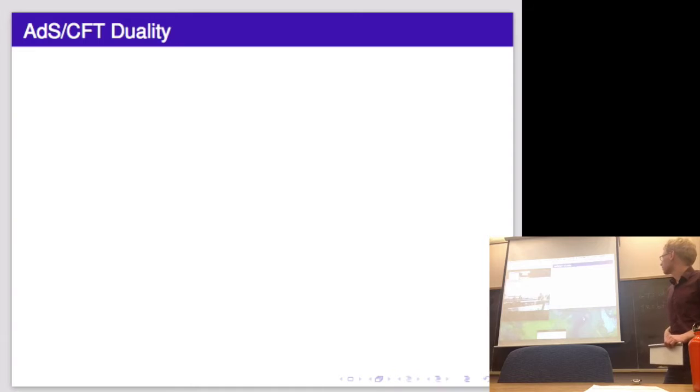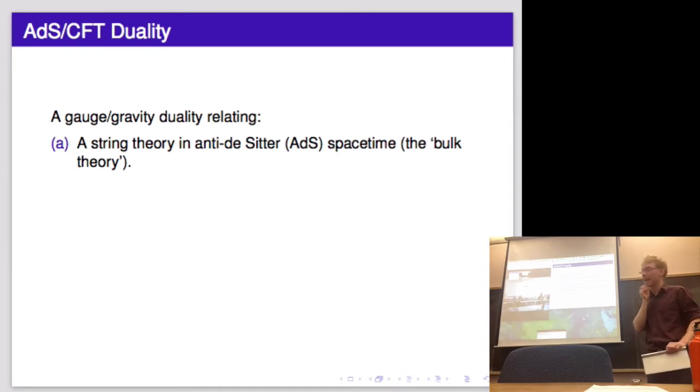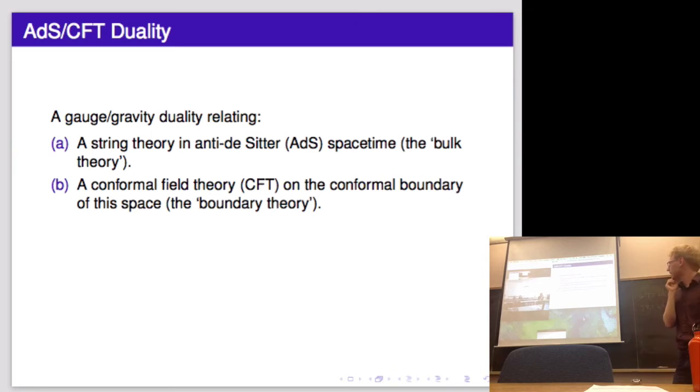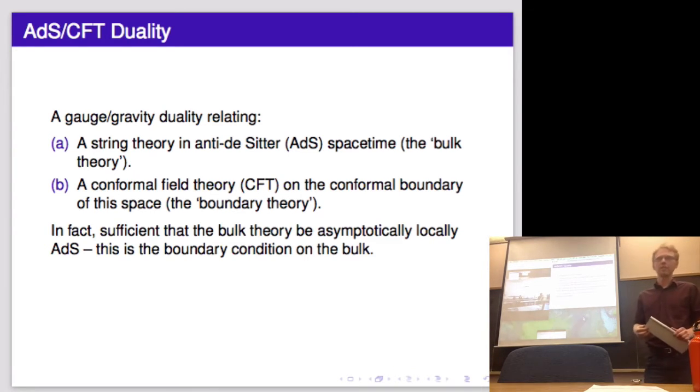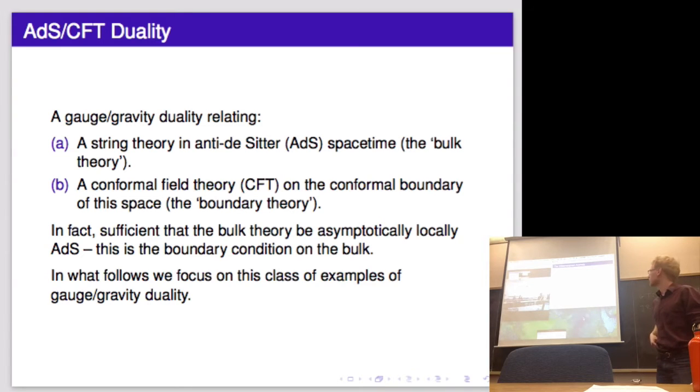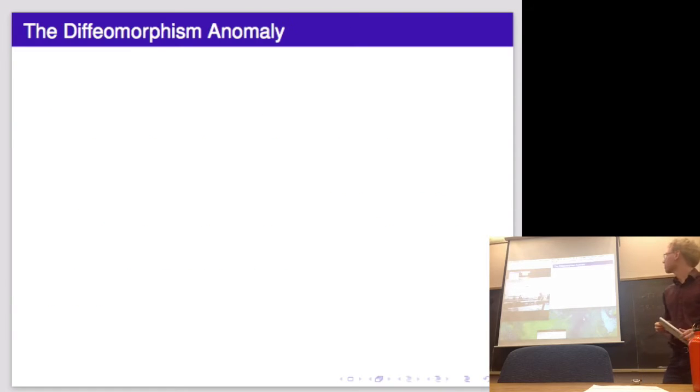In turn, the most famous example of gauge-gravity duality is the AdS-CFT correspondence, where the theory in the bulk is a string theory in anti-de Sitter spacetime, and the theory on the boundary is a conformal field theory. One thing to note is it's actually sufficient for the bulk theory to be asymptotically AdS. So this is what we're going to mean when we talk about the boundary condition on the bulk. And in what follows, we're going to mostly have this example in mind.